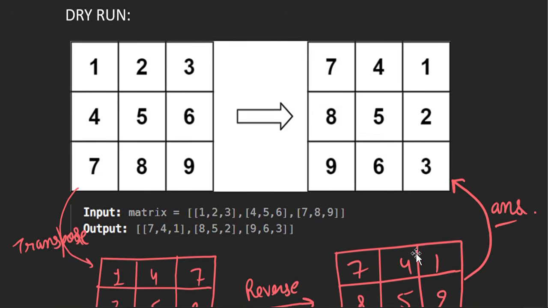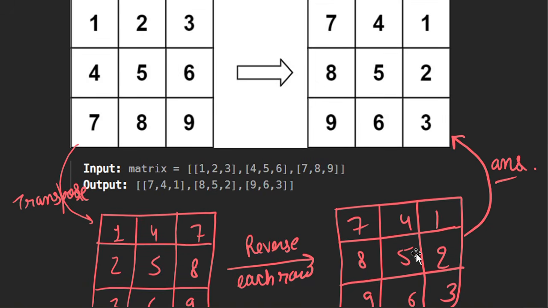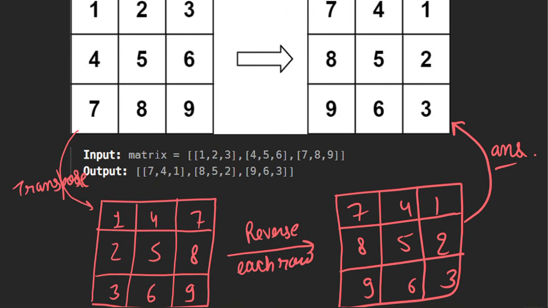Let's try to understand with the help of an example. So we have taken the same example, that is 1 2 3 4 5 6 7 8 9. If we take the transpose of this matrix, every row will become column after transpose. So see, 1 2 3 4 5 6 7 8 9. So this is a transpose matrix.